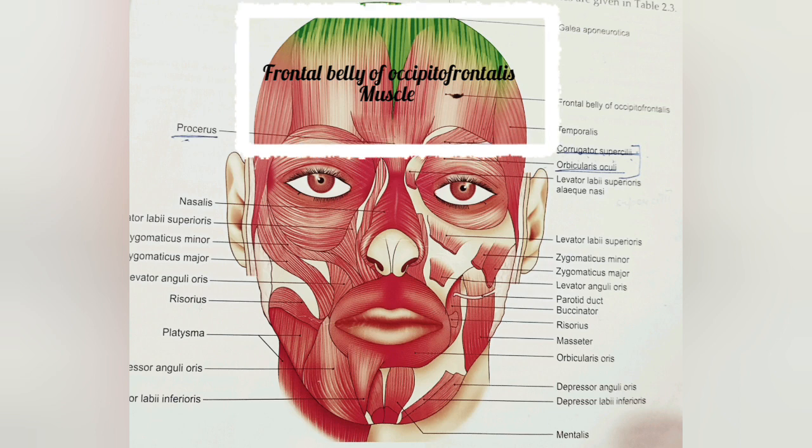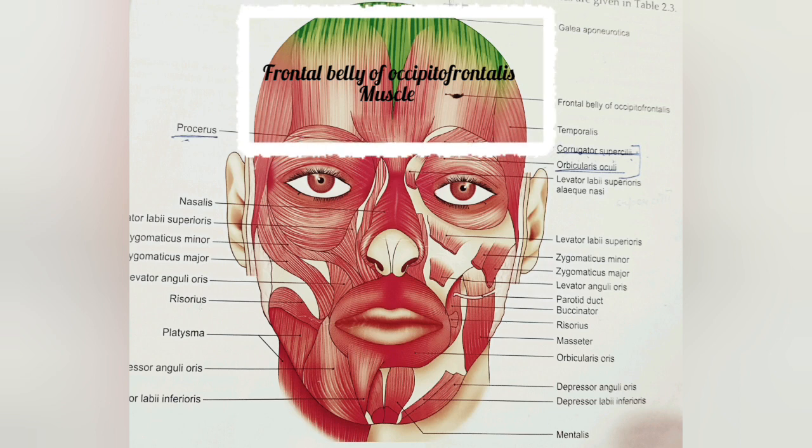So the frontal bone, that is the head region, it consists of the frontalis muscle, and the posterior occipital bone consists of the occipitalis muscle. These both muscles, the occipitalis muscle and the frontalis muscle, are in contact with each other, and these both muscles are combinedly called the occipitofrontalis muscle.